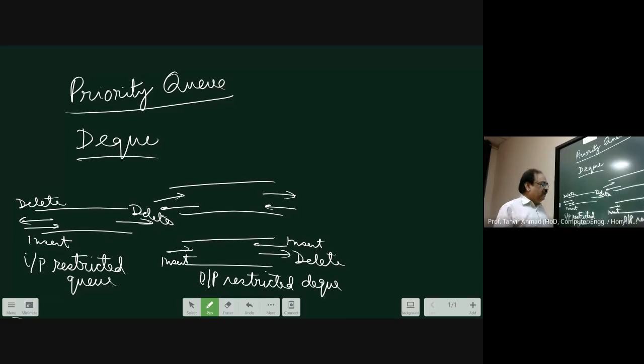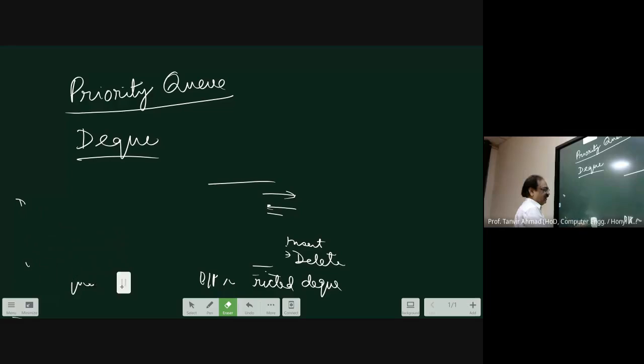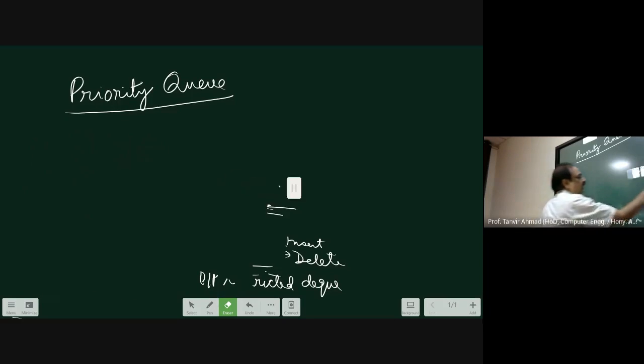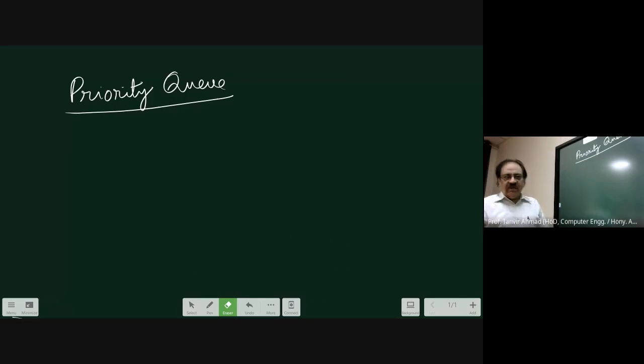Today we are going to do the priority queue first, because it is an important one and has a lot of applications in computer science. Maybe in computers, DQ is not very much used, but priority queue is very much used, and therefore we are going to do it in detail. So first, let's start with the priority queue.